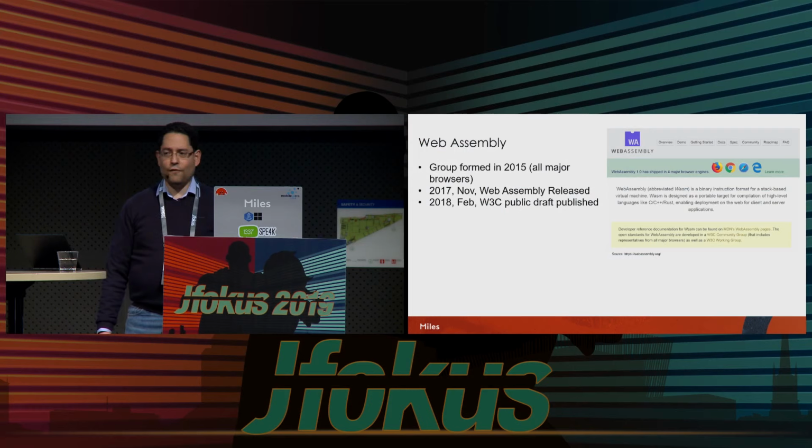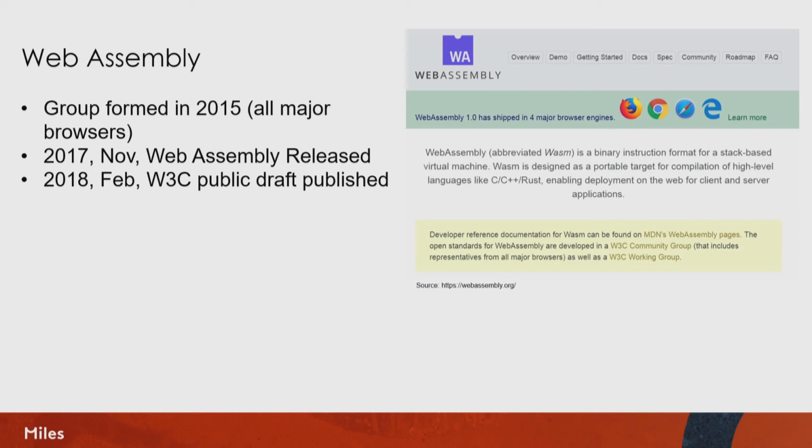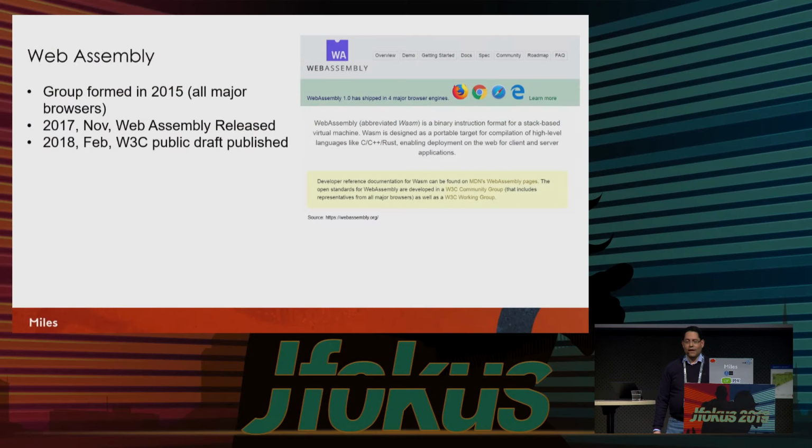So WebAssembly was actually started when a group was formed in 2015 by all the major web browsers. And then in late 2017, they released a WebAssembly release. And then in February last year, a public draft was published as a W3C standard. And this is one of the good things with WebAssembly, that since it is a standard, all of the major browsers are supporting it, and it's also able to be used on all the mobile browsers. And we will see in a while why that is an advantage.